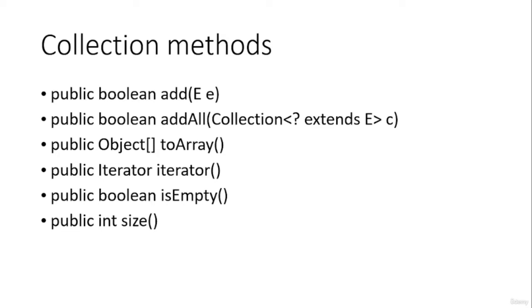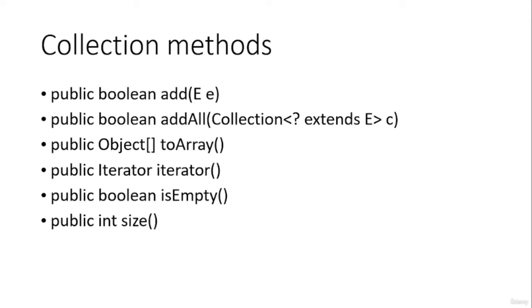And next is the toArray method. The toArray method will convert the particular collection to an array. The next method is iterator. The iterator method will give you an iterator object which you can use to iterate the collection, to print each element or access each element.